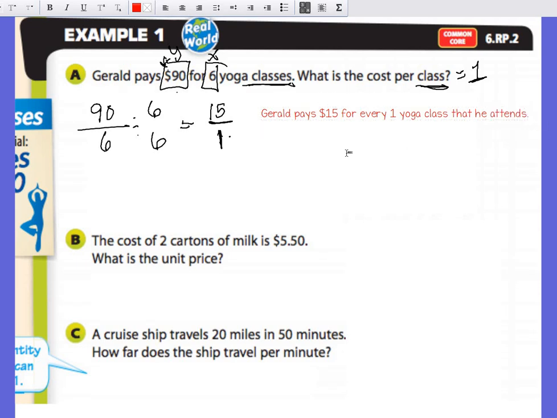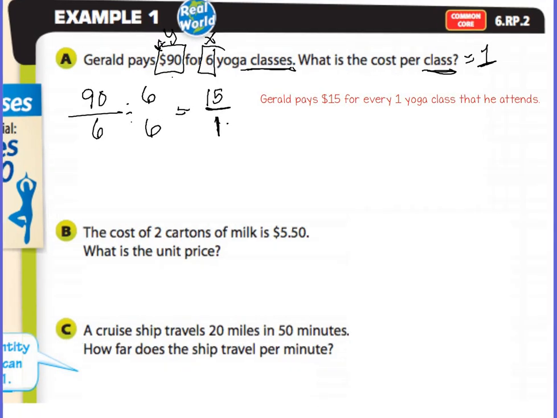Okay, so not only did we find the unit rate because we found a comparison to 1, and in this case it was 1 class, but then we were able to put it into rate language and see that Gerald pays $15 for every 1 yoga class. All right, so next we're going to take a look at these next 2 problems. If you feel like you could try those problems on your own and then come back and check your work, please go right ahead and do so. If not, continue to follow through it with me, but at some point I would like you to try it on your own.